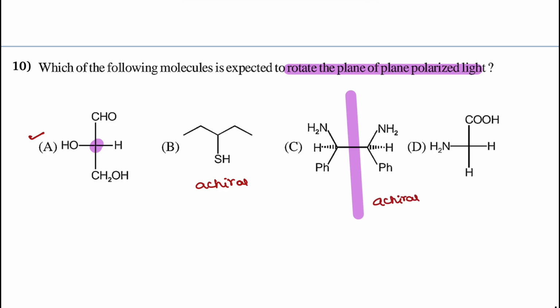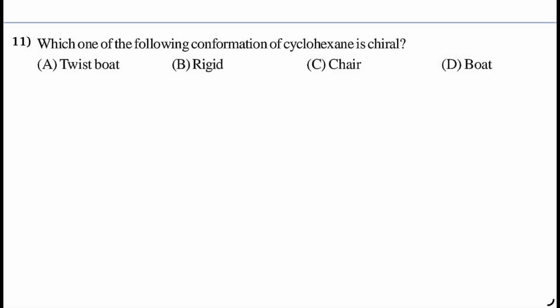And the next one, there is no chiral center. Therefore, it is also achiral, and that is glycine actually. So which of the following molecule is expected to rotate a plane polarized light? So the answer is A, glyceraldehyde, that is. Now let us move on to the next question.